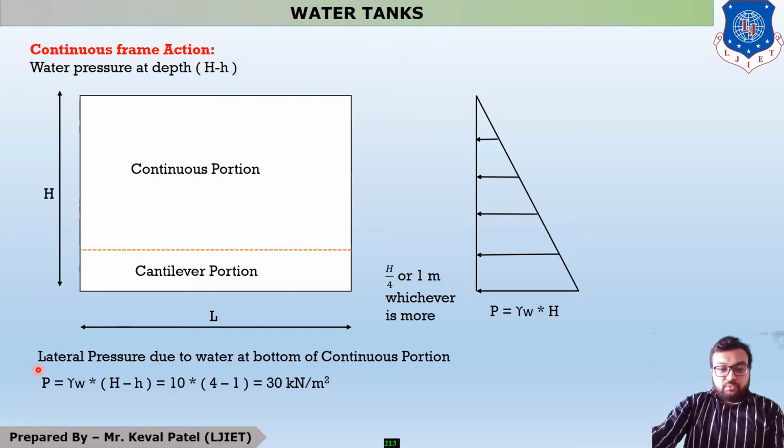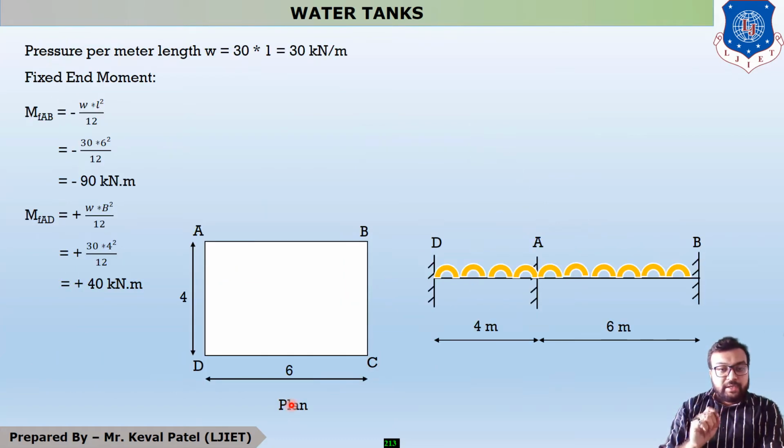Okay. So now the lateral pressure due to water at the bottom of the continuous portion. Our equation of P is gamma W into capital H minus small h, because this capital H is equal to 4 meter and this small h is equal to 1 meter. So our value of pressure is 13 kilonewton per meter square. Now you all know that we have to design any structural component per meter length. So our value per meter length, this is your UDL, is 30 kilonewton per meter.